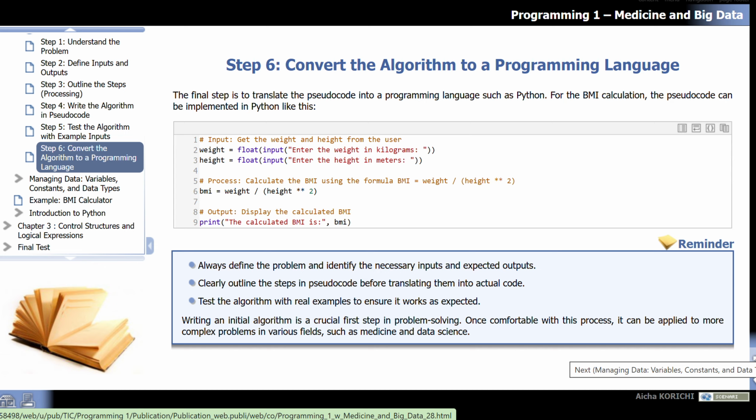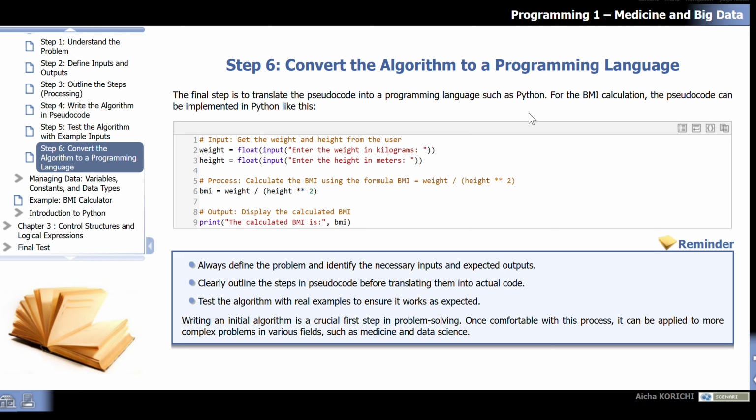So always define the problem and identify the necessary inputs and expected results. Clearly outline the steps into pseudocode before translating. Test the algorithm with a real example to ensure it works as expected.